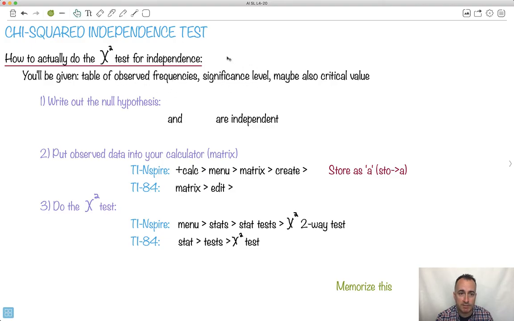You'll be given a significance level. So remember, that'll be like 10% or 5% or 1%. Maybe they'll even give you the critical value. And here's what you do.